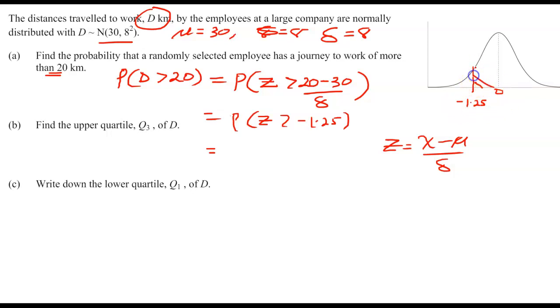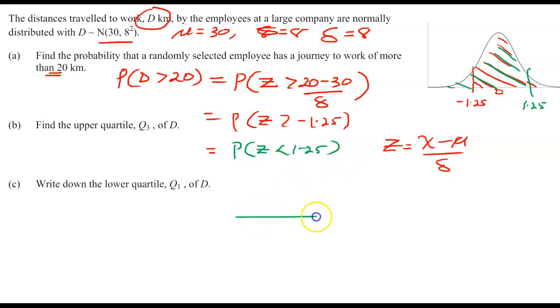Greater than means that you're looking for this area over here. But as we said, because of symmetry, I'll use another color over here. Because of symmetry, we can see that the same area here is the same as having the positive 1.25, and we have this area over here. That means this area is the same as getting the probability that z is less than the positive 1.25. That's the real area. If this is 1.25, it's the same probability as this one over here.